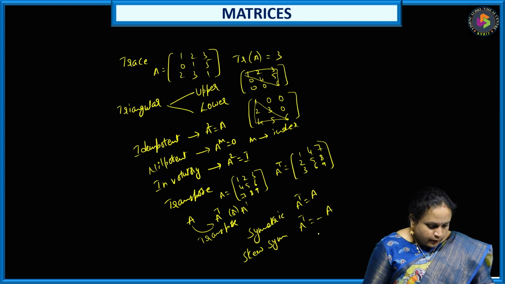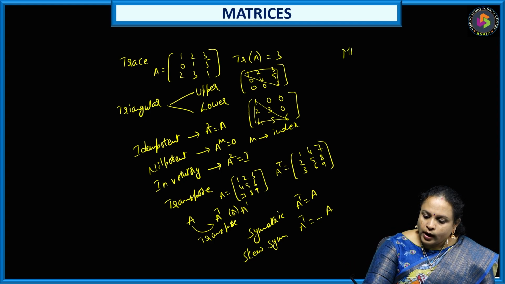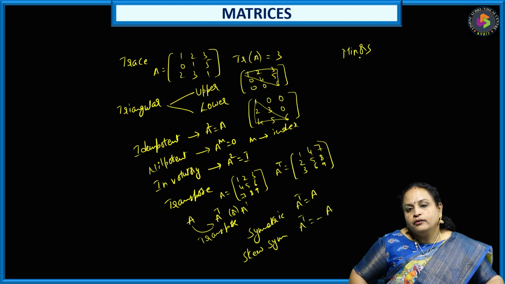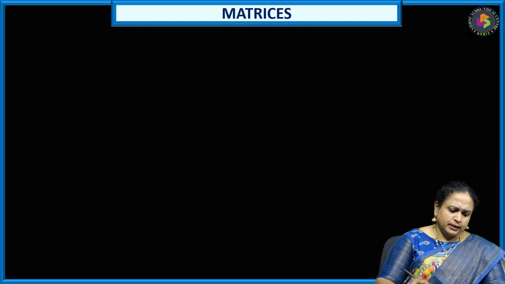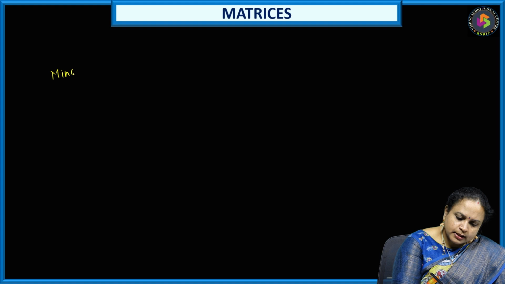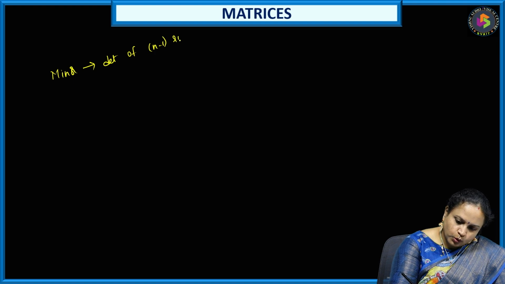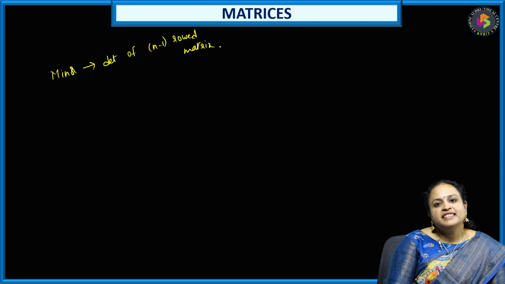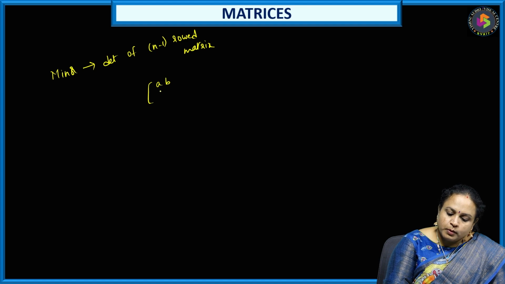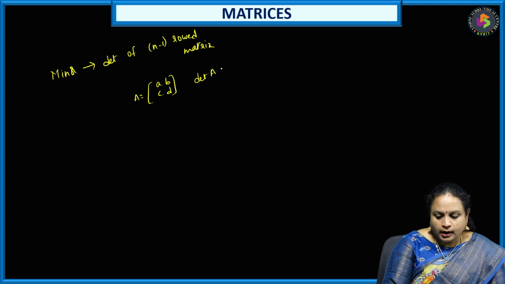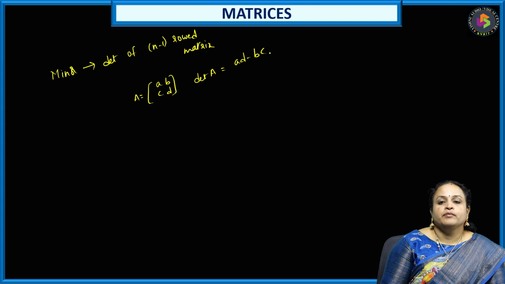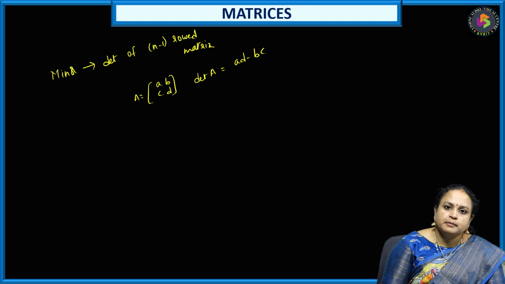And then we have minors and cofactors. See, what is a minor? Minor is the determinant of the n minus 1 row matrix. Now first, what is the determinant of a matrix? Suppose you have a 2 by 2 matrix like this. Then determinant of A is given as AD minus BC.